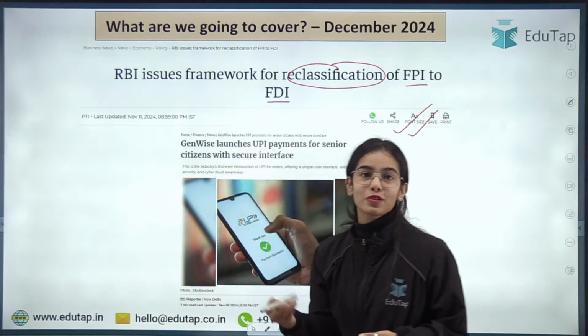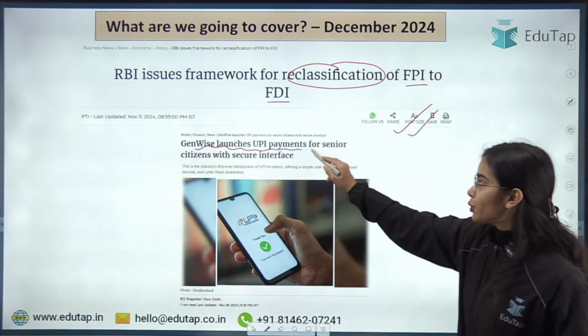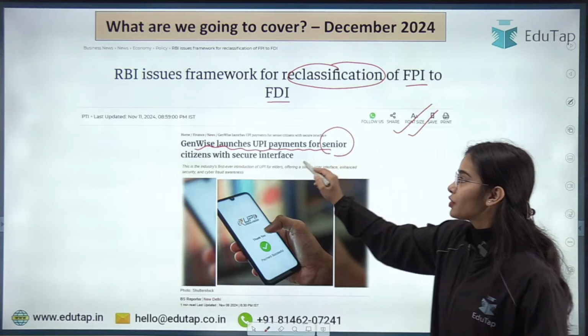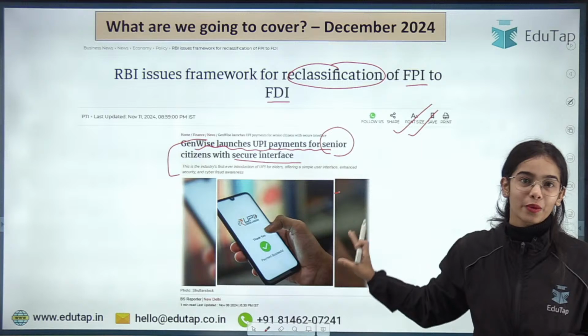So the second news article is regarding the GenWise UPI. So GenWise launches the UPI payments for senior citizens with secure interface. So what is this news article all about? So that we are going to discuss.